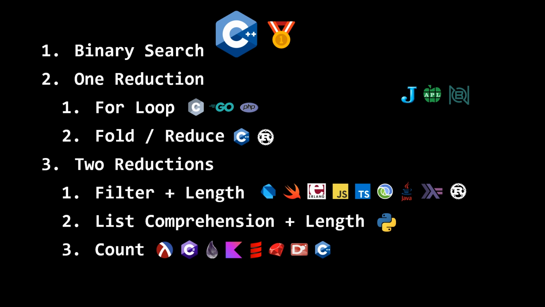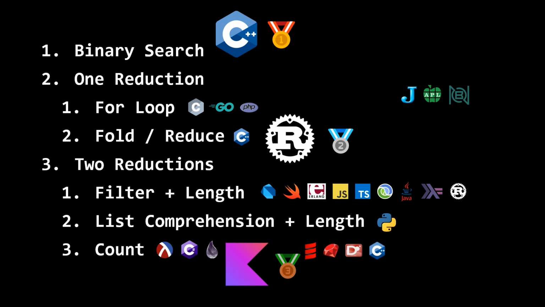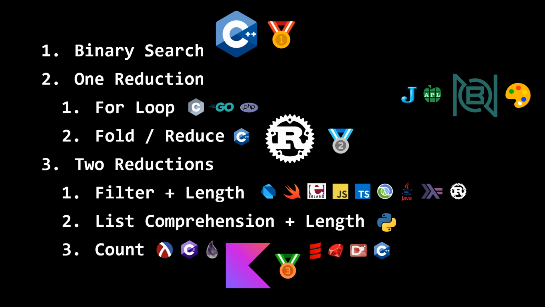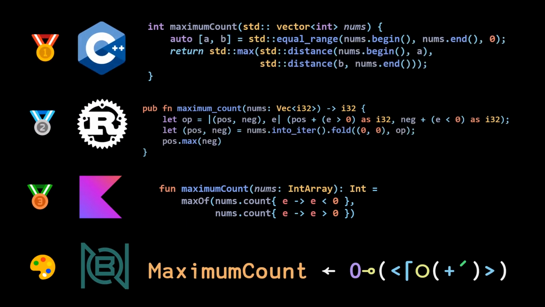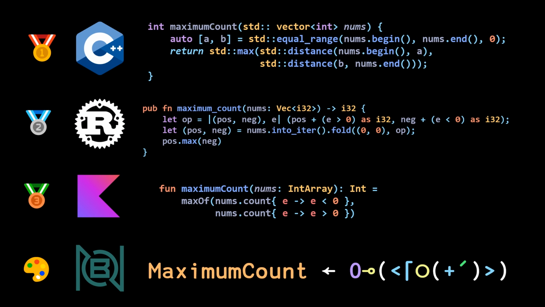My second favorite is the Rust solution. They get the second place medal because compared to the solutions that are able to do this in a single loop or a single reduction, I thought Rust was the best. And third place goes to Kotlin because I think it has the cleanest way of spelling the 2 reduction version. And the most beautiful solution, as you could probably guess, in my opinion, is of course BQN. So if we juxtapose these next to each other, you can see C++ at the top with the equal range algorithm, Rust in second place with the single reduction, and Kotlin with the 2 reductions for third place. And most beautiful award goes to BQN.